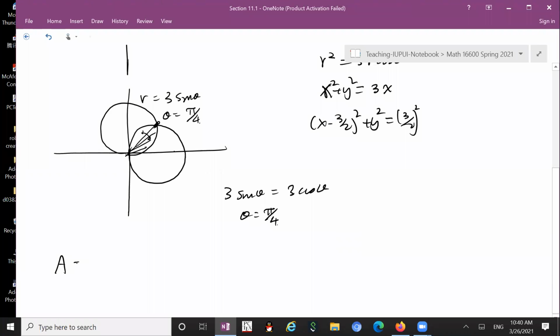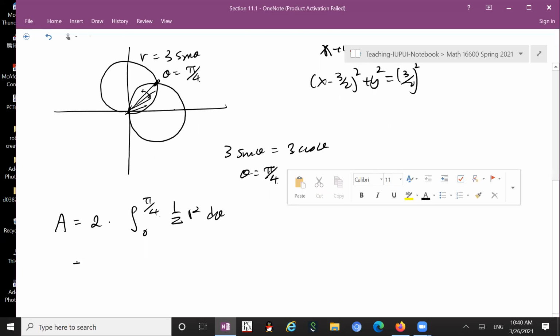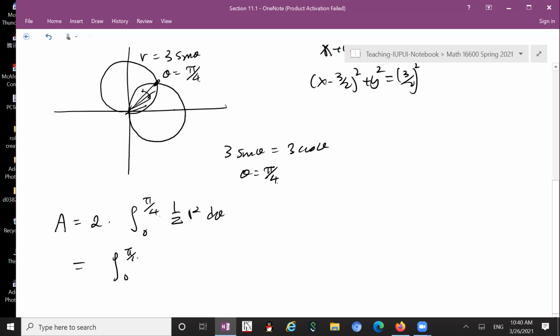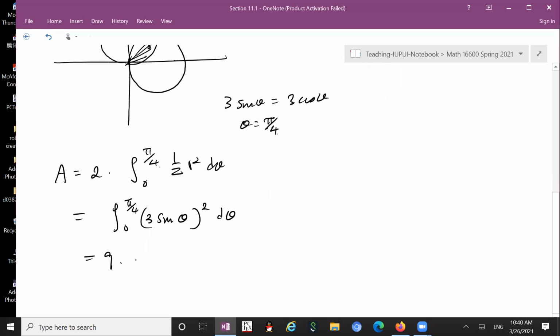So the area will be double the area of this shaded region, right? So that is going to be the integral from 0 to pi over 4 of one half r squared d theta, right? r is going to be 3 sine theta, so it's going to be 9.